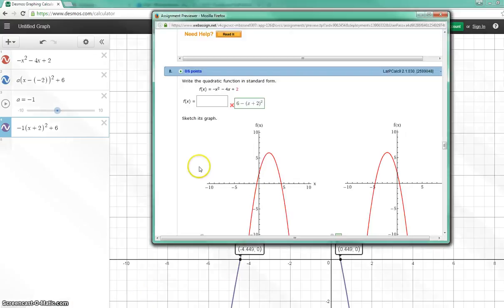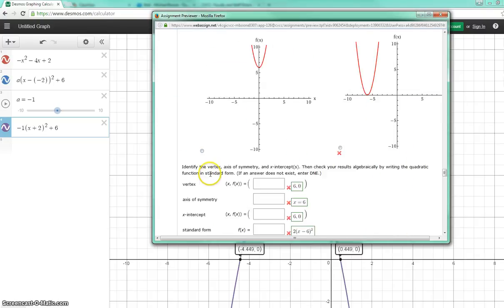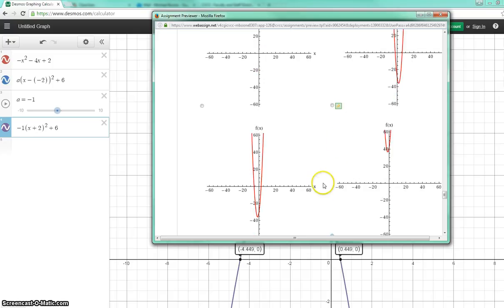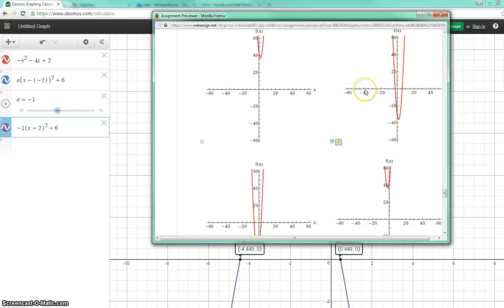Let's also look at number 11. Number 11 says use a graph utility to graph the quadratic equation. No idea which one it is, but I know when x is 0, I could find the y-intercept real quick. When x is 0, that's 0 minus 30, I get negative 30. So it has to go through negative 30, so that leads me to either this one or this one. But we could just graph that on Desmos or your calculator, and you could find out which one it is.